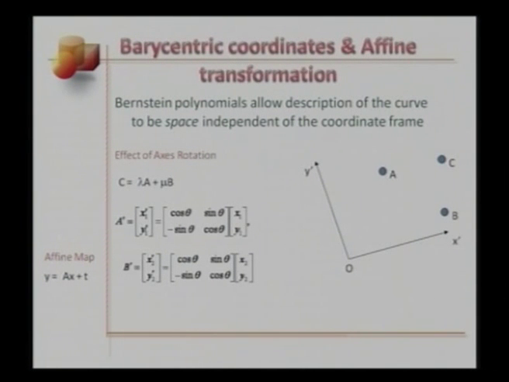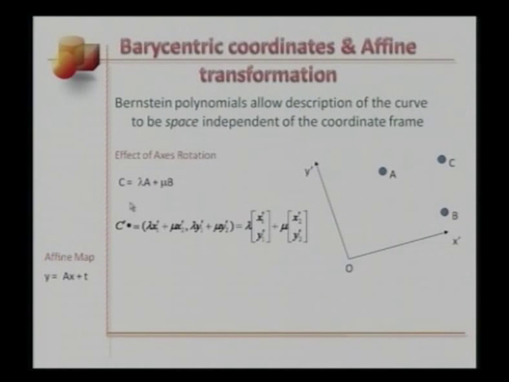Likewise, the new coordinates of B will be given by x2 prime, y2 prime, which is equal to the same rotation matrix here, pre-multiplying the original coordinates of B given by x2 and y2. If we maintain this linear combination, C prime star will have the x coordinate as lambda times x1 prime plus mu times x2 prime, and the y coordinate will be lambda times y1 prime plus mu times y2 prime.